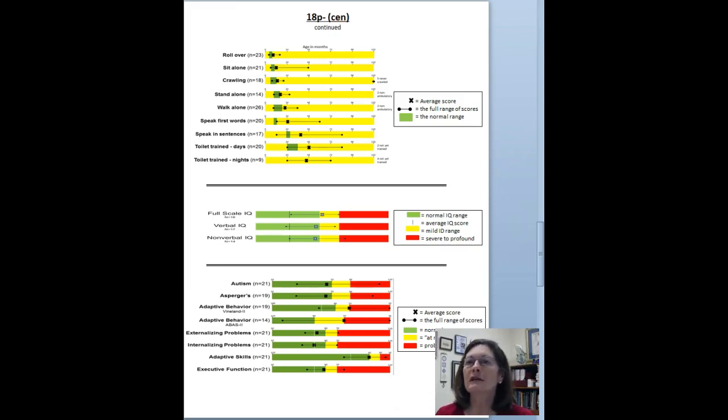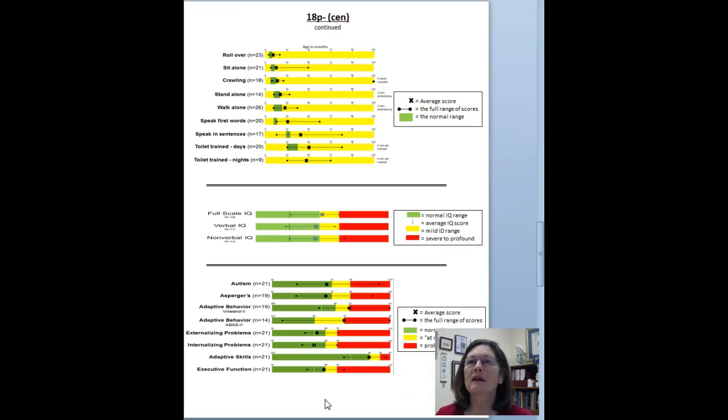This is information about just the centromere group because that's the most uniform group with 18p minus. The top are the list of milestones and the ages they attained those milestones. The green region in each one of these, you can see above each bar is the age in months, and the green region is the typical age someone acquires those skills. And the X shows the average for the 18p minus group, and the ball-headed lines show the entire range of when that skill was acquired within the group.